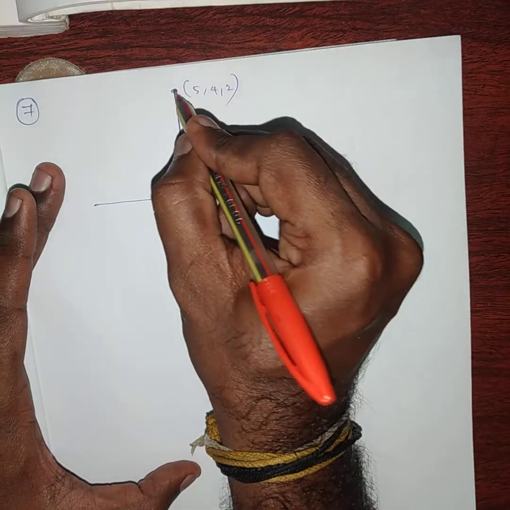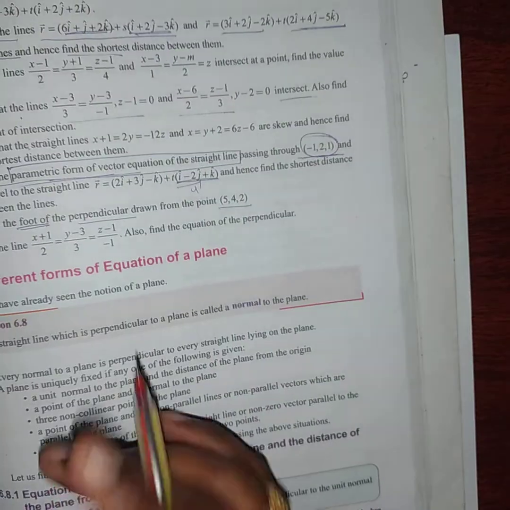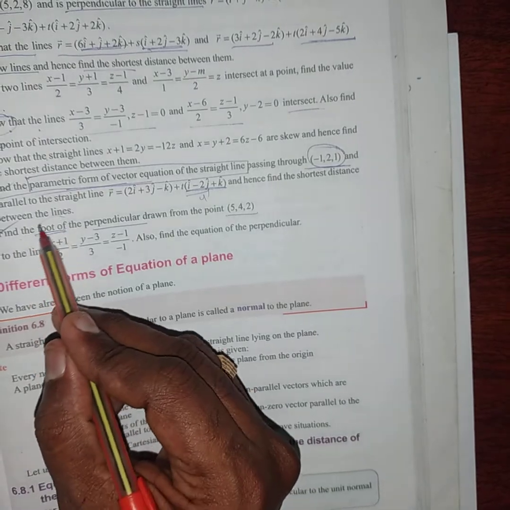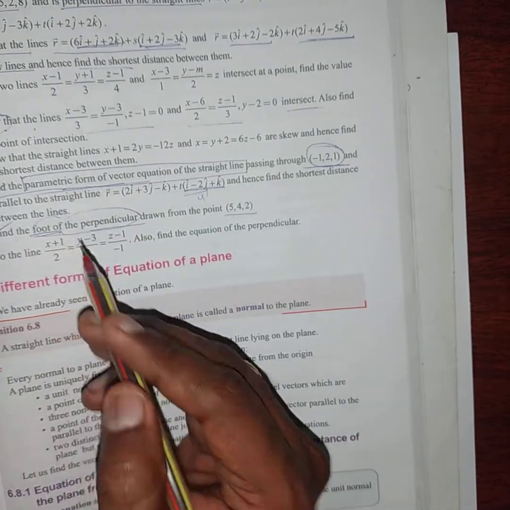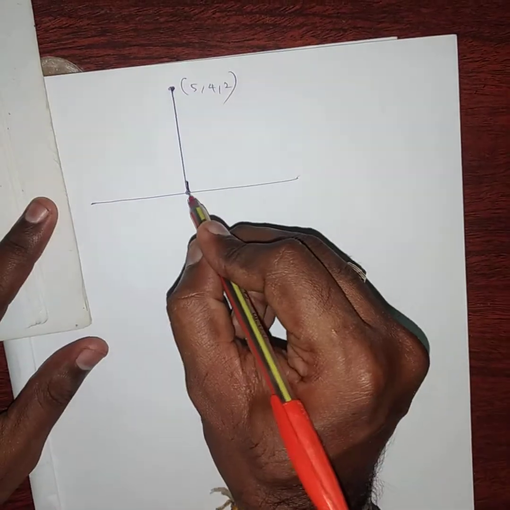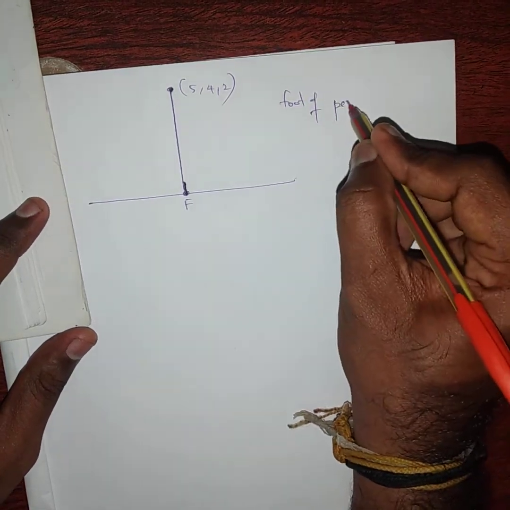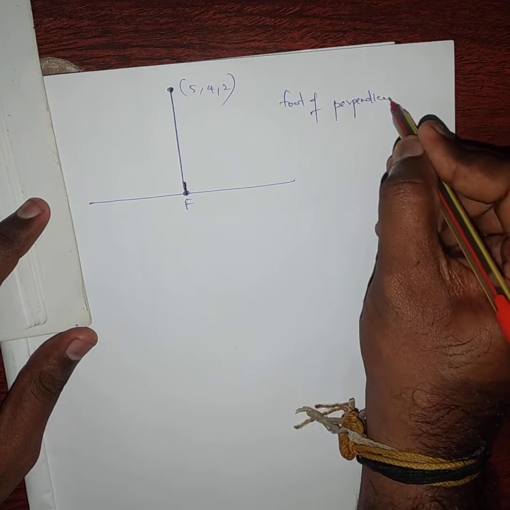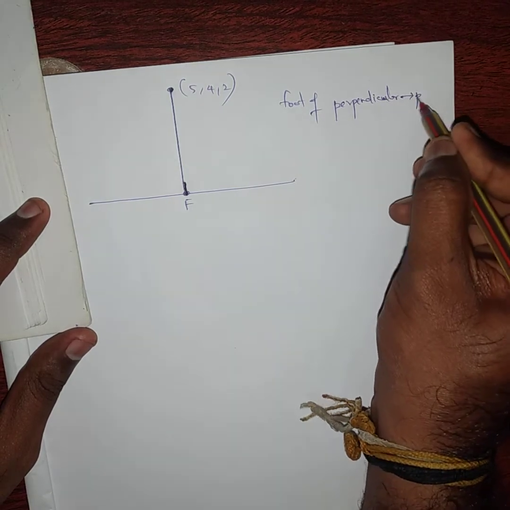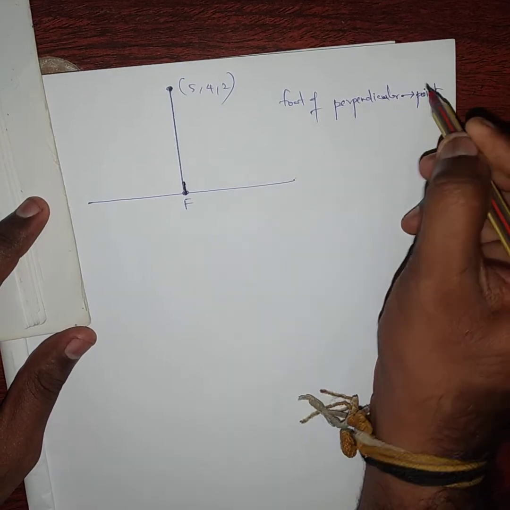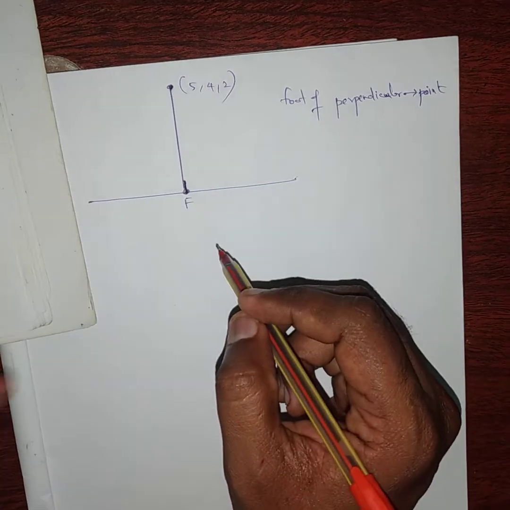See here, a point. Once again, study the sum. Find the foot of perpendicular. I need to find the foot of perpendicular. The foot of perpendicular is nothing but a point. I need to find this point.